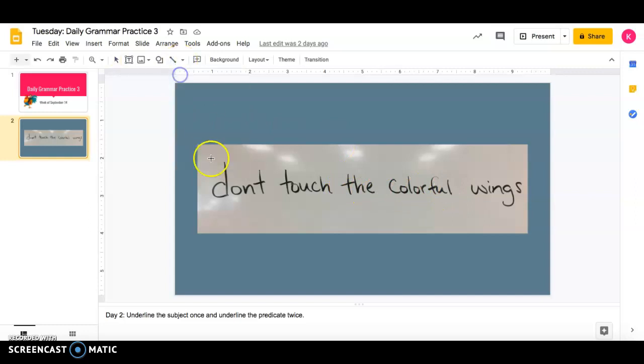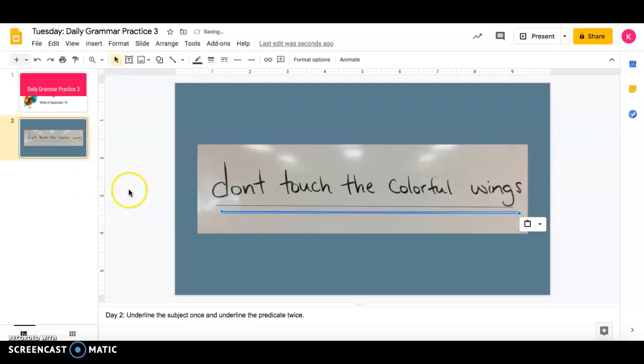So we're going to use 2 lines to indicate that don't touch the colorful wings is our predicate, what the subject is doing. Now this one becomes a little tricky because that's all the words in the sentence. We don't see a subject. We don't see who or what is being told to not do the touching. So this is what we call an understood subject.